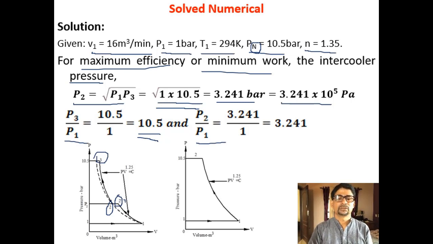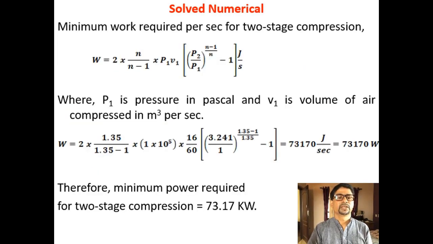You can see, so 1 to 2 is the single stage compression. So the minimum work required per second for two stage compression, you can write it as 2 into the work done in one stage. So one stage is nothing but n by n minus 1 P1 V1.